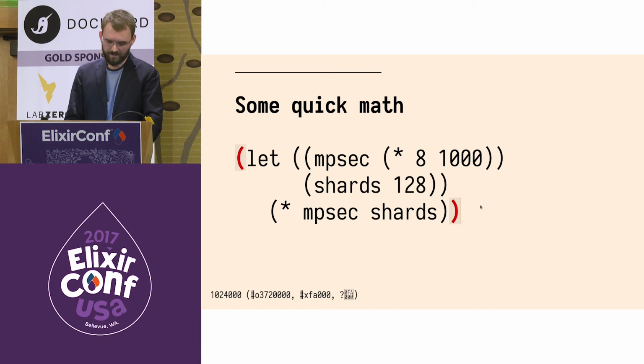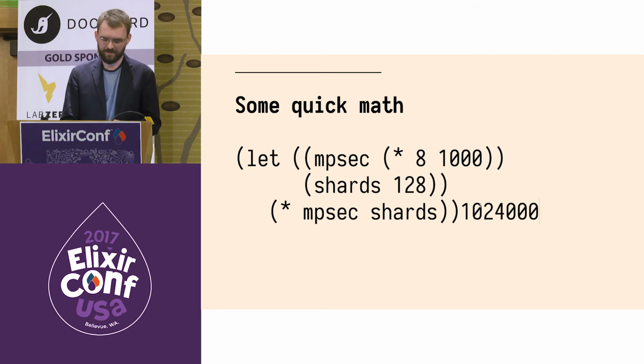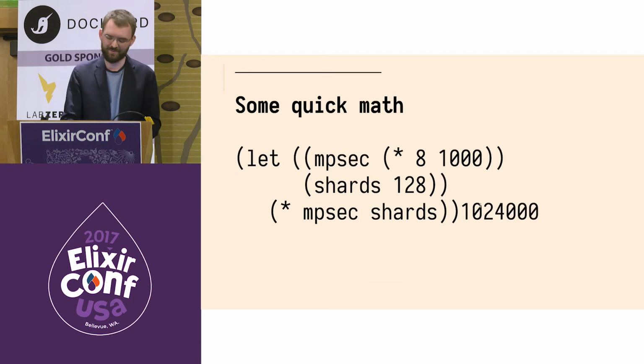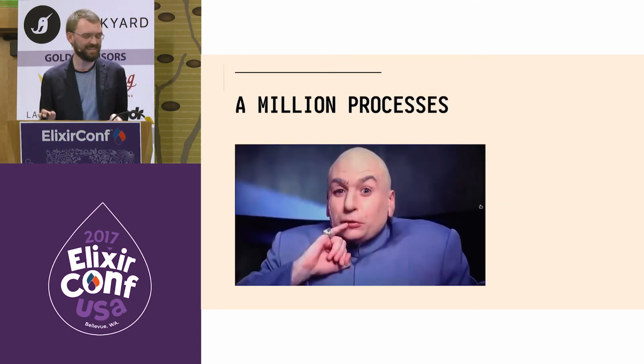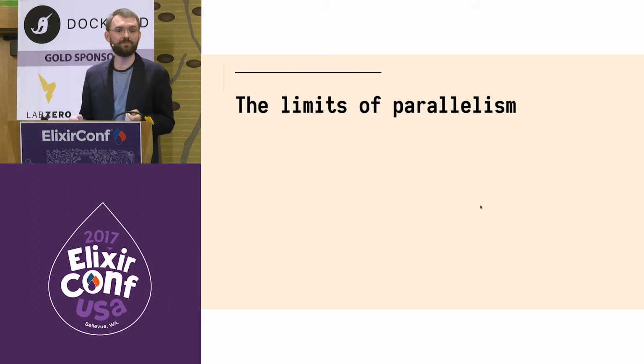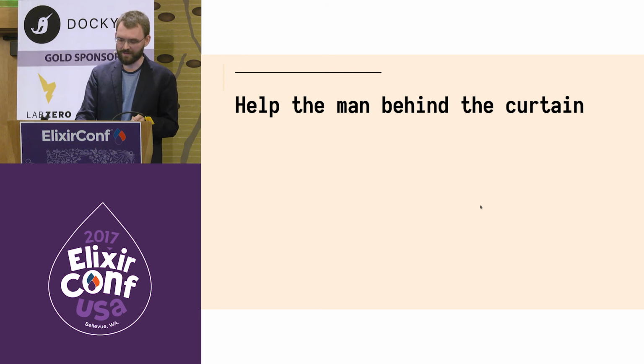But if you have 8,000 messages per second and 128 shards, then you have 1 million processes spawned per second. I made up these numbers because it's 1 million. We were hitting 1 million around, and so that shows the limits of parallelism in the Erlang VM, because ultimately there are locks. Ultimately, it's running C code, and ultimately you have only as many schedulers as CPU cores. So we have to help the man behind the curtain that's trying to provide the illusion of parallelism.